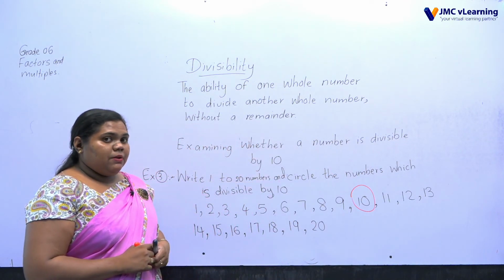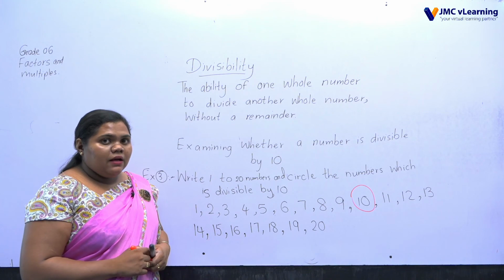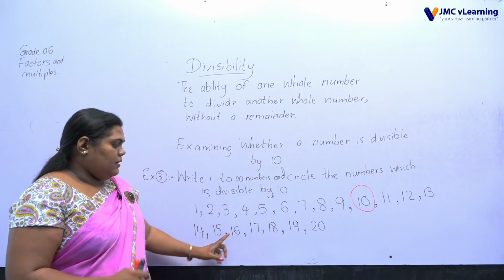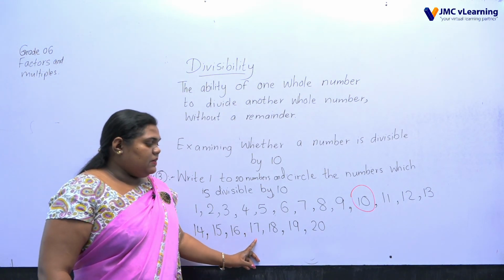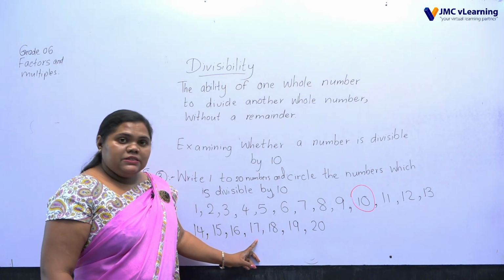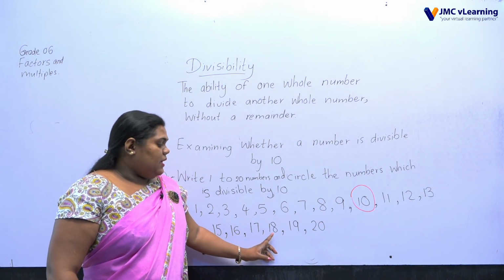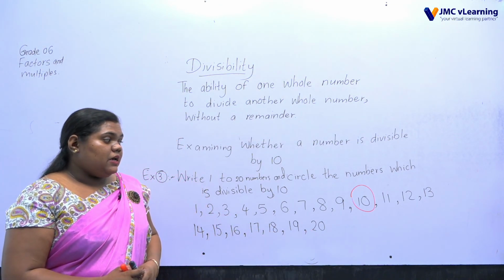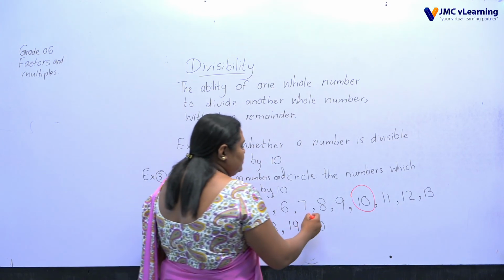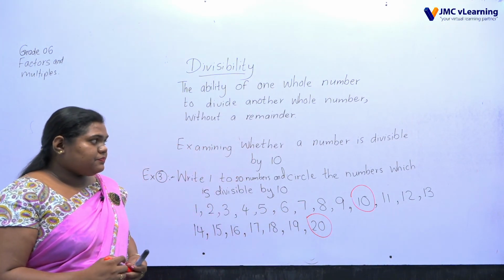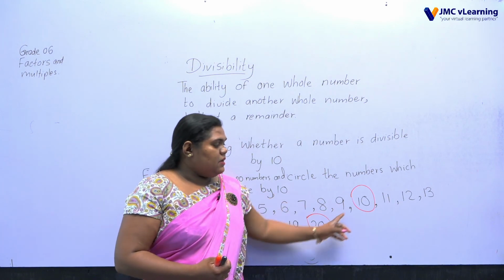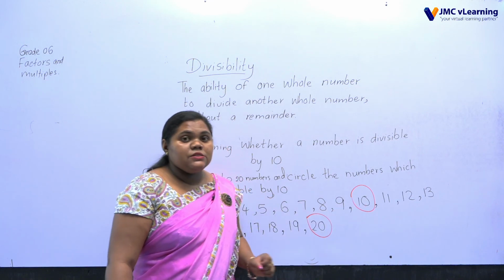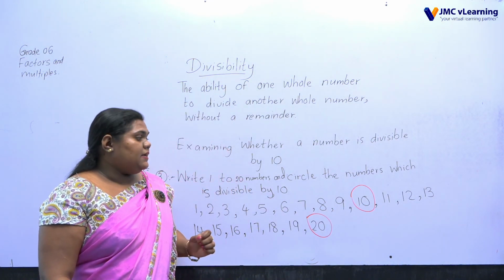11, can you divide by 10? Can't. 12, can't. 13 also can't. 14, can't. 15, can't. 16, also can't. 17, can you divide 17 by 10? Can't. 18, we cannot divide 18 by 10. 19 also the same. 20, we can divide 20 by 10. What is the answer? 2. If you observe these two answers, what is the ones place number? If the ones place number is 0, that number is divisible by 10.